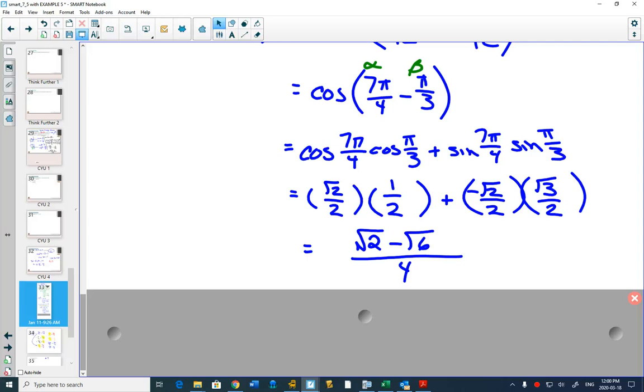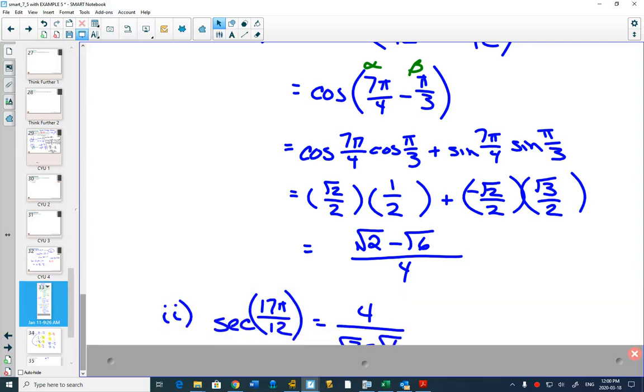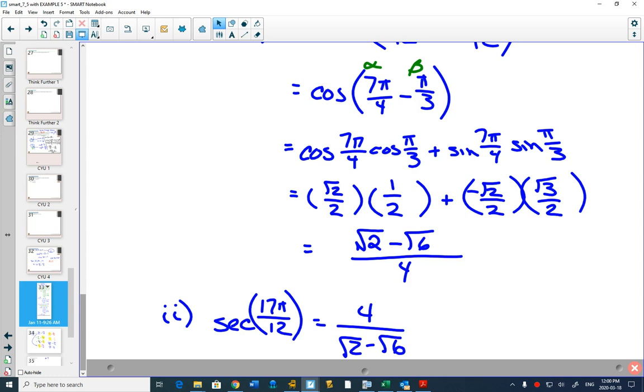On the final exam, sometimes they have a part B. And they said, you just figured out cos of 17 pi over 12. Part B, could you find secant of 17 pi over 12? And all you'd have to do for secant of 17 pi over 12 is flip your answer.